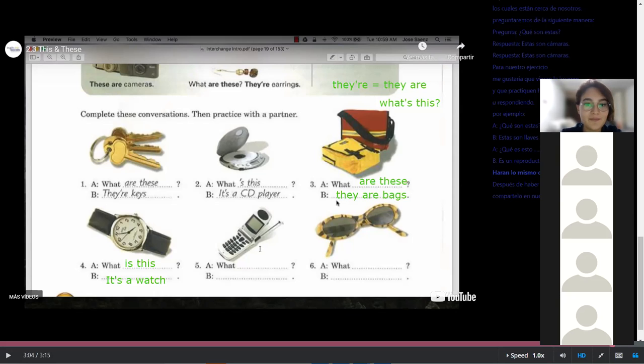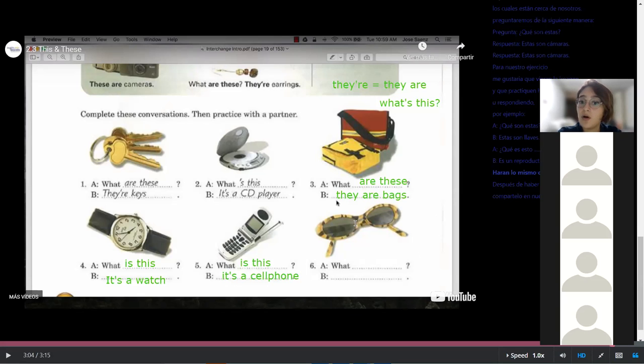Okay. Right. Next one, number five. What are these or is this? What is this? Right. And what is it? It's a cell phone. Excellent.